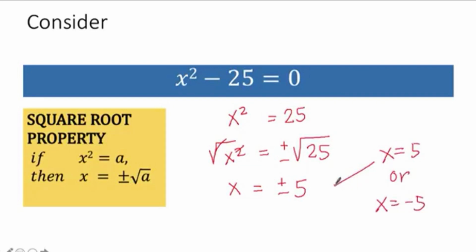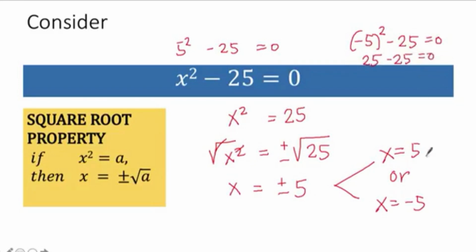When you have cases like this, sometimes you have an extraneous root. So we have to substitute these values back to the equation and check if we have the correct solution. So if x is 5, you have here 5 squared minus 25 equals 0, which is correct. If x equals negative 5, we have negative 5 squared minus 25 equals 0. Negative 5 times negative 5 is positive 25, minus 25 equals 0, is also correct. So in this case, both x equals 5 and x equals negative 5 are solutions to the equation x squared minus 25 equals 0. And we solve this using the square root property.